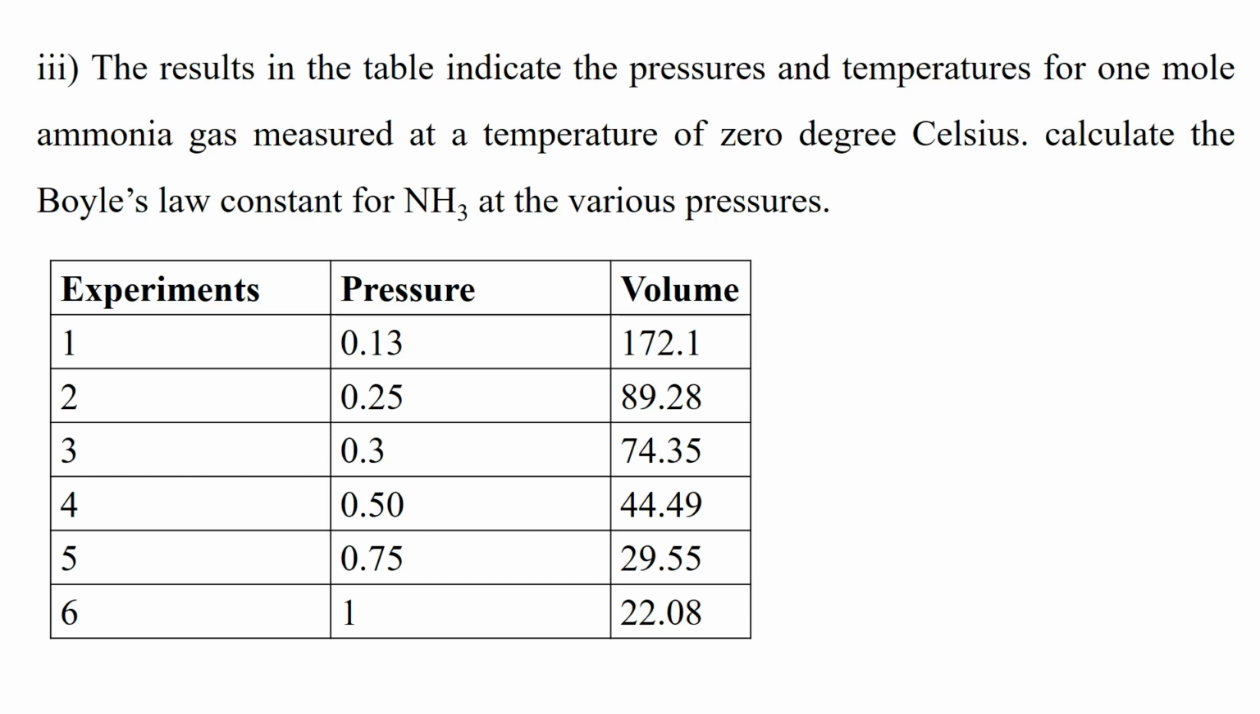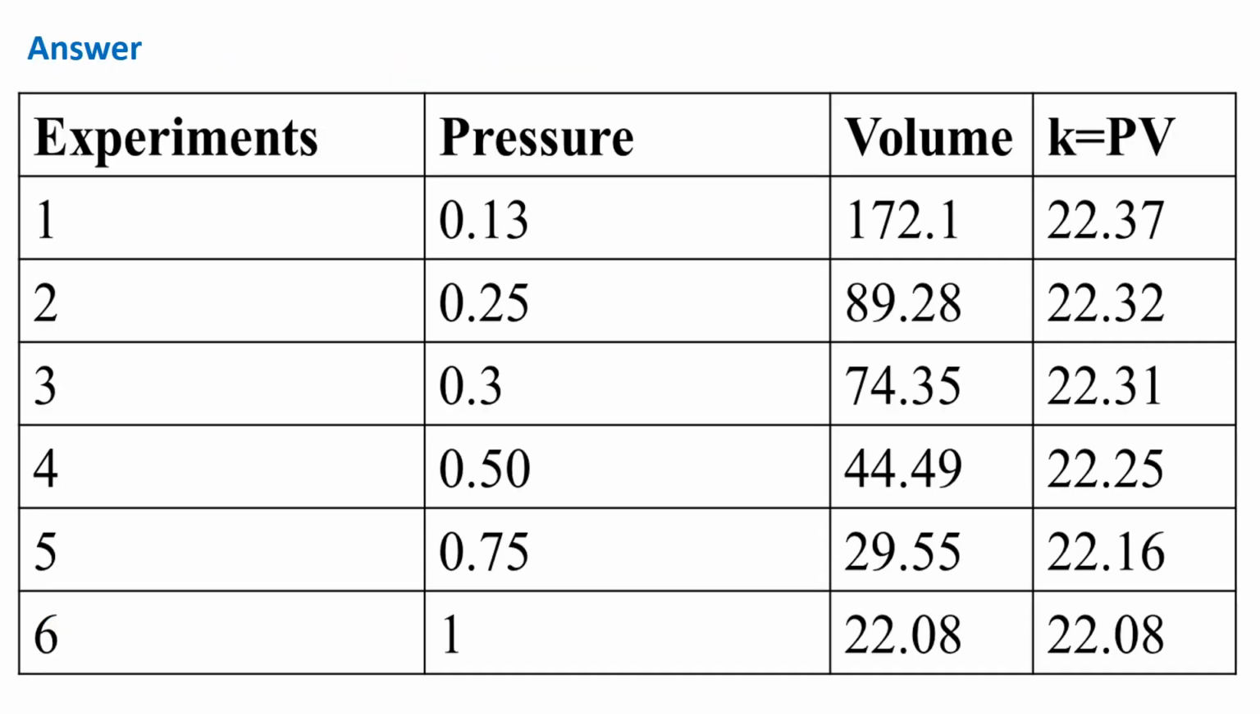And we know the Boyle's law constant is equal to the pressure times the volume, which means we'll be taking the pressure in this table times the volume to get the constant. That means we take 0.13 times 172.1 to get the first value, and so on. So after doing so, I will get the last column in the table, which is indicating the constant, we calculate the constant for each value of pressure and volume.